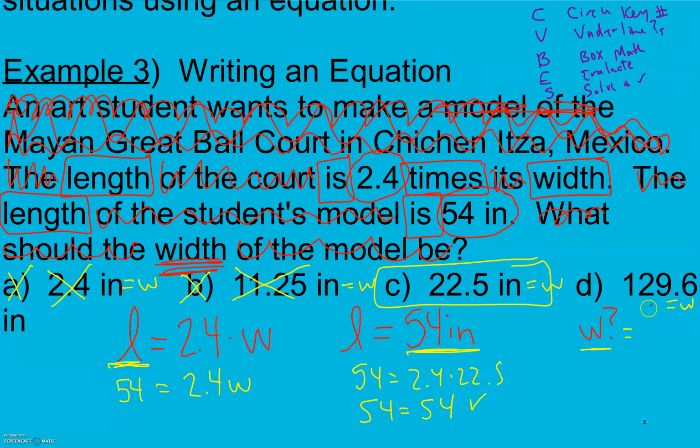So this checks. Since it makes a true statement, it means this is a solution. So how much should our width be? 22.5 inches. And we can check the last one just for good measure. It also does not work.